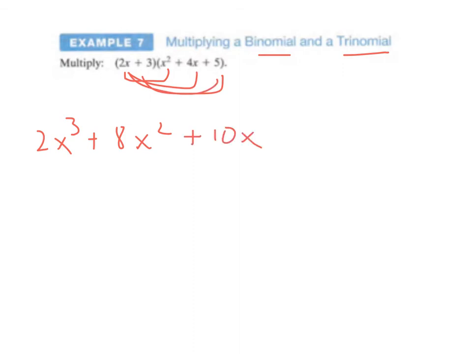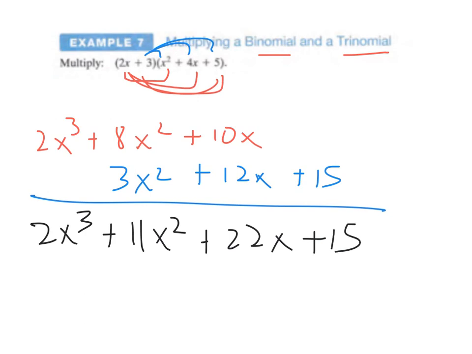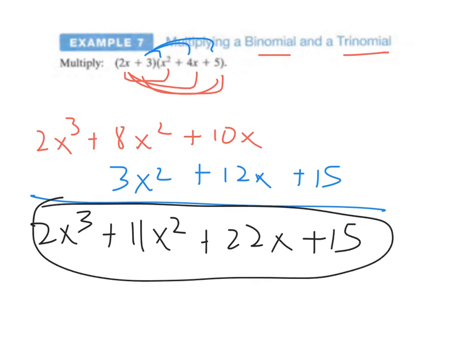Now the difference is when I multiply the 3 through everything. So when I multiply 3 times x squared, I get 3x squared. So what I'm going to do is line them up with like terms. So 3 times 4 is a 12x, and then 3 times 5 is 15, and since there's no number without a letter, I just have 15 by itself. Now I add them up. When I add up like terms, I get my answer. So we multiply through, distribute, and then we combine like terms.